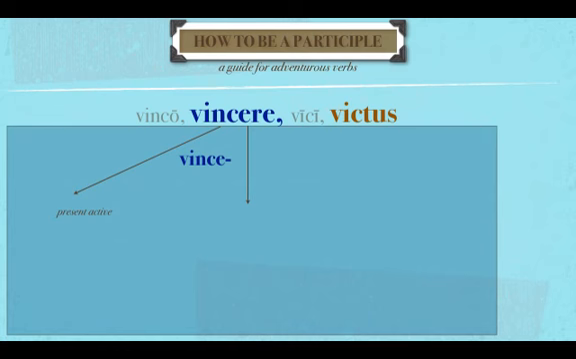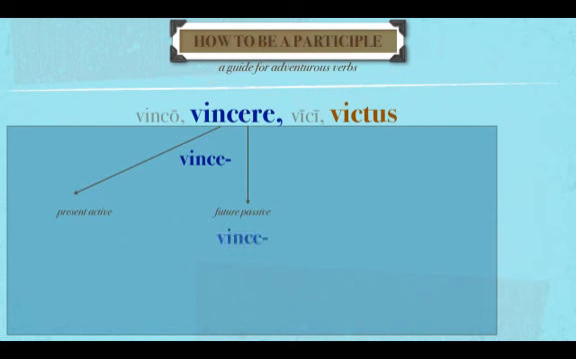The second kind of participle that you can make from the second principal part is the future passive. This is also known as the gerundive, but we'll get back to why it's called the gerundive in a later video. This one's really easy to make.